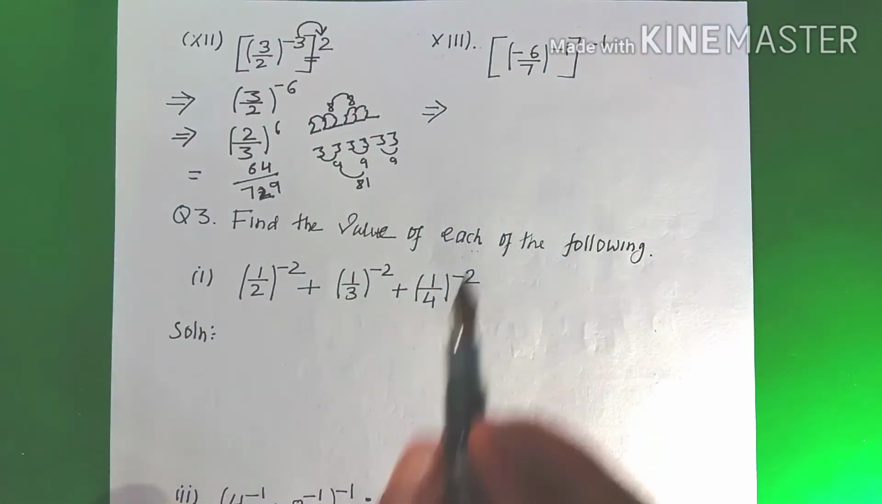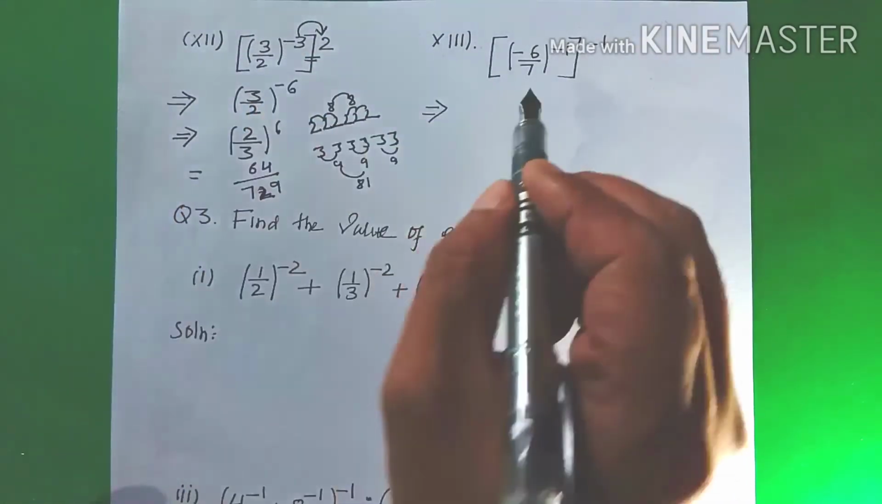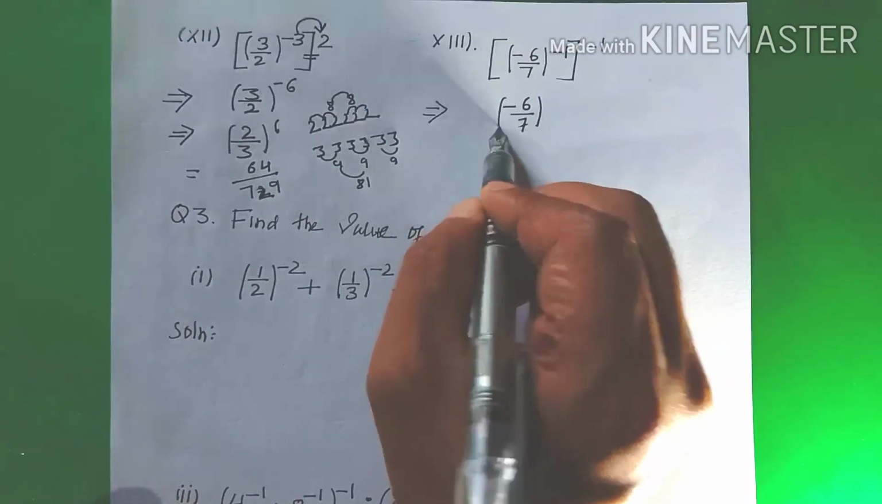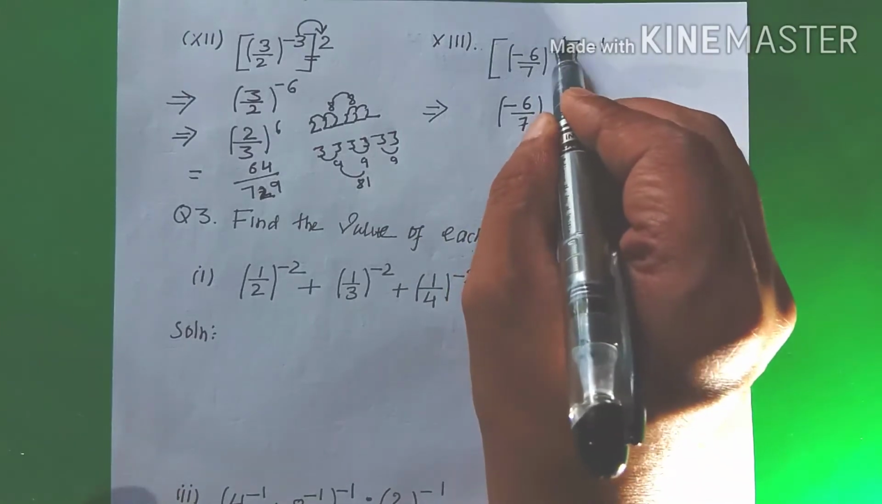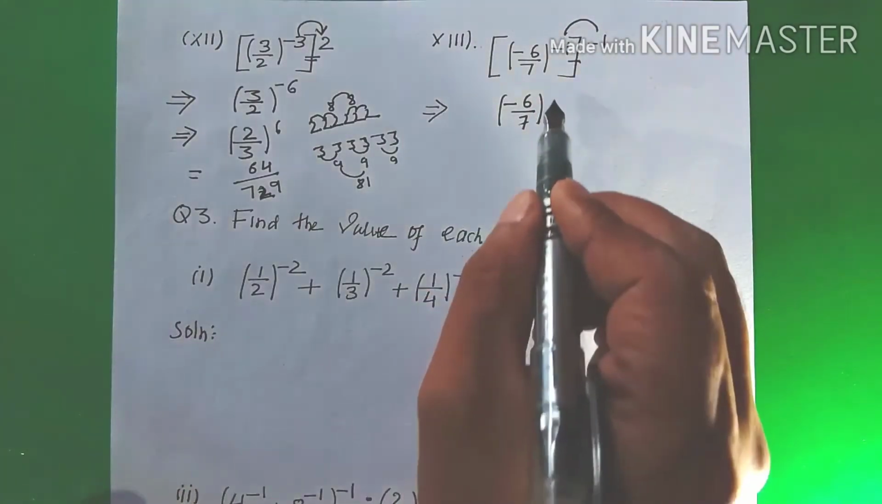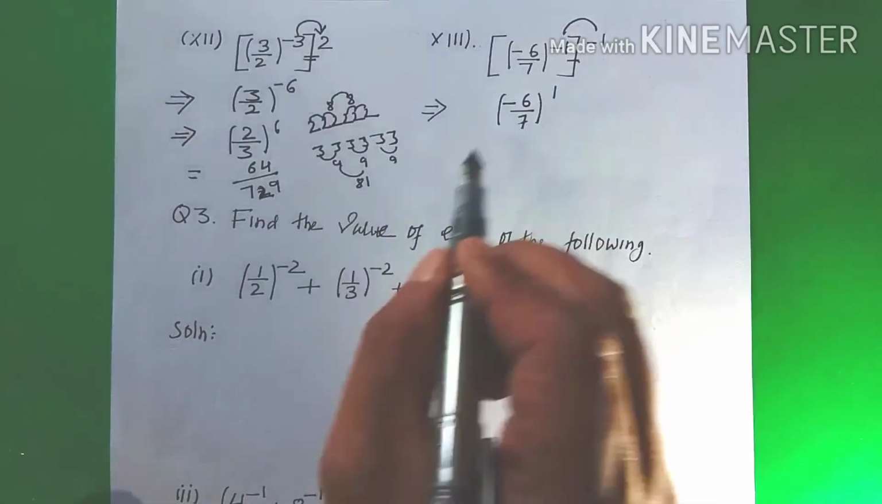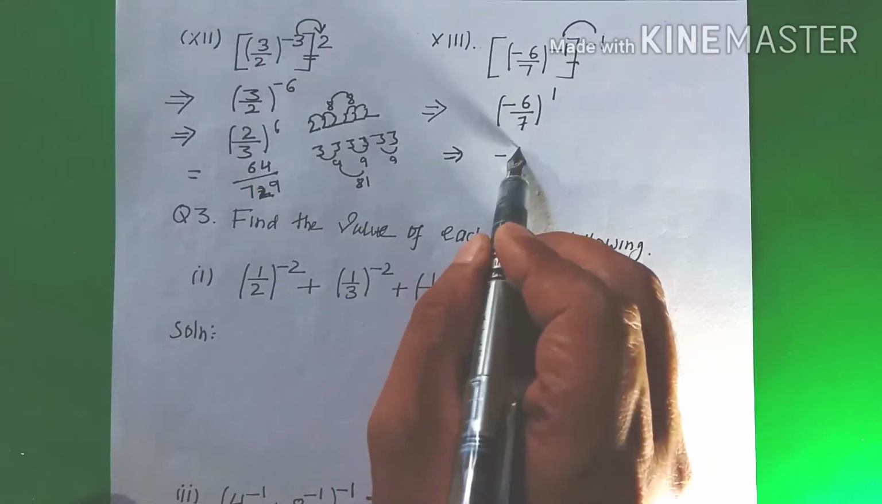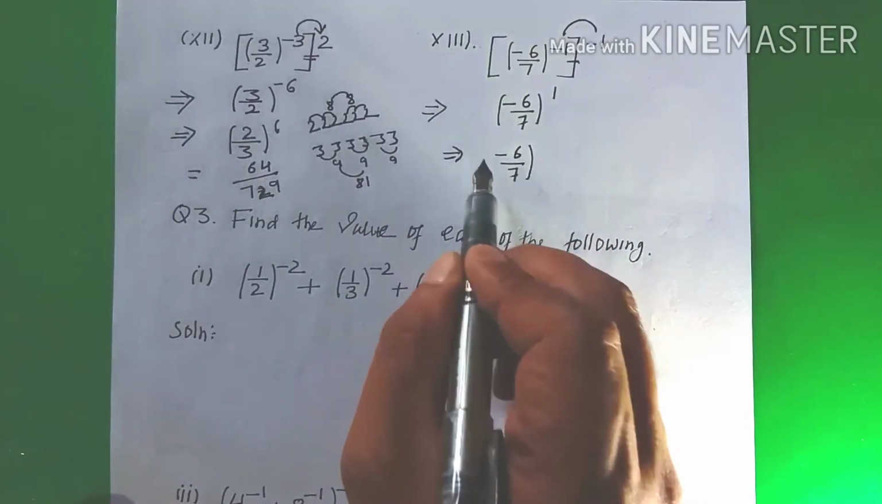Now the next one here, again the same format you'll have to apply here. Minus 6 by 7. You can open the square bracket. At the same time multiply the power, which is, we can see here 1 into 1 will be 1, then minus minus are plus, and that implies we have here a positive exponent, so it will be the same result, 6 by 7.